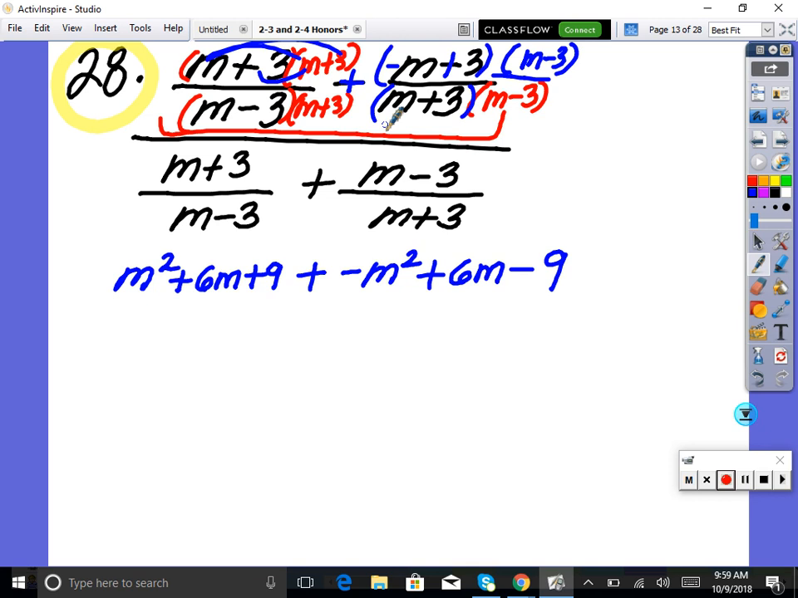Combine like terms. So look, our m squareds are gone. We have 12m's, don't we? And our 9's are gone. So we have 12m over the common denominator of m minus 3, m plus 3.